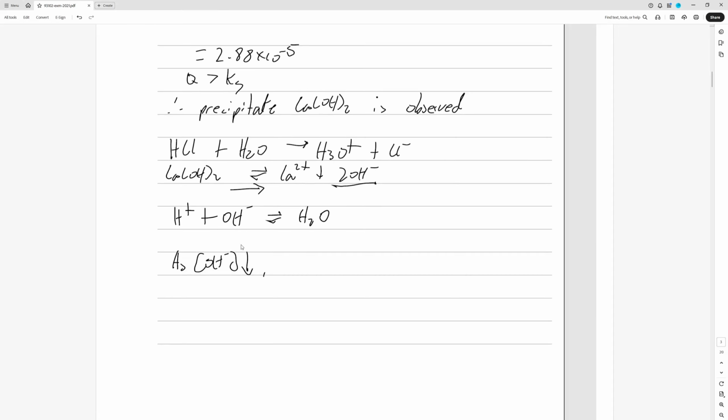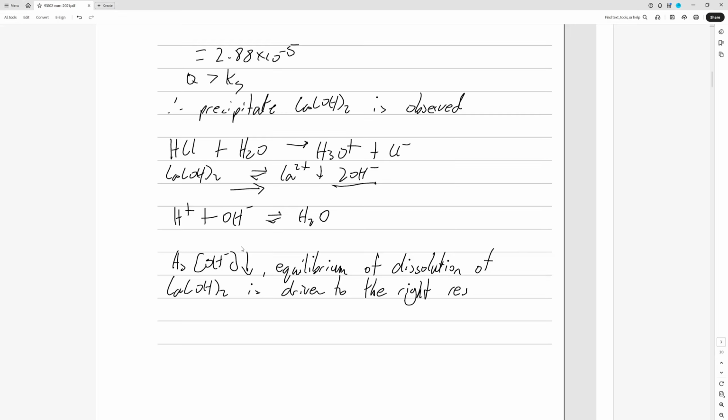And we can just write up our answer as saying that as the concentration of OH- falls, the equilibrium of dissolution of calcium hydroxide is driven to the right, resulting in the precipitate dissolving as OH- is consumed.